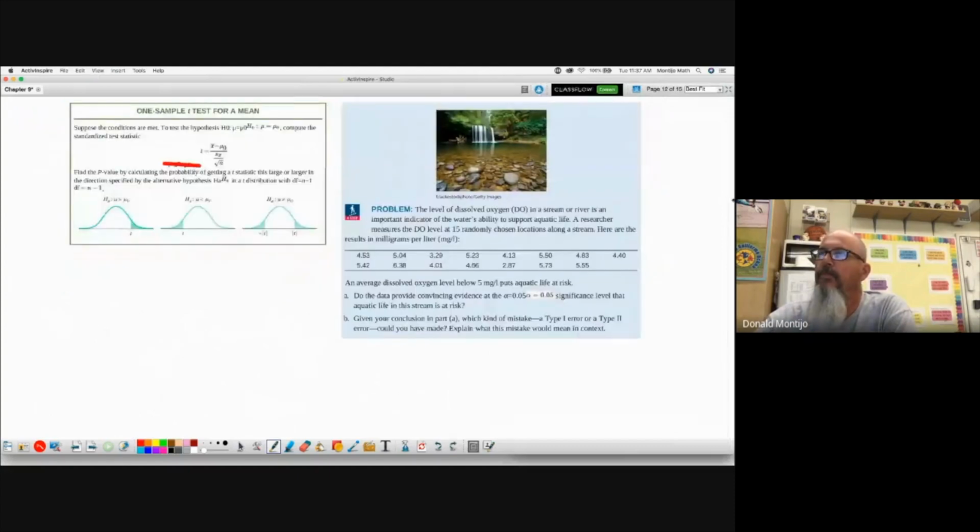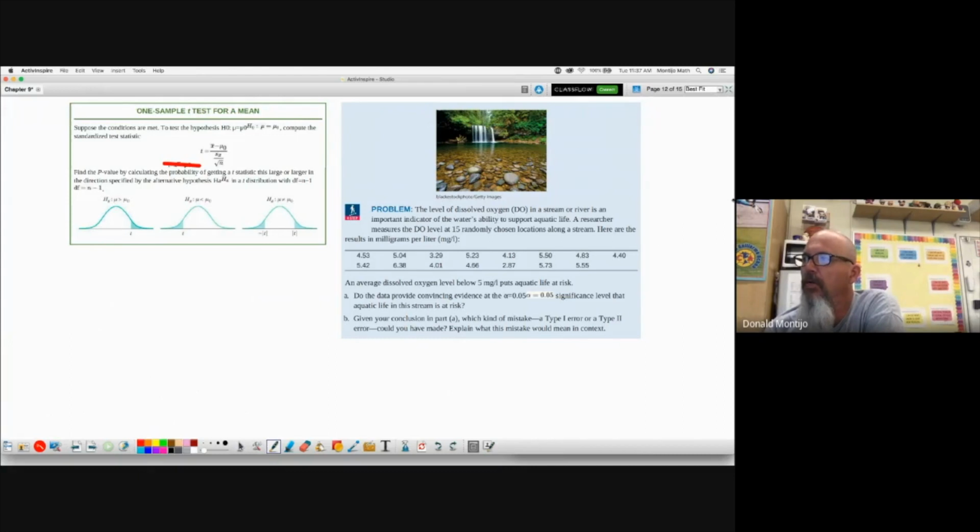All right. So same process as before, but now we're using a different table if we find the p-value by hand. Let's do another example here. The level of dissolved oxygen in a stream or a river is an important indicator of its ability to support aquatic life. A researcher measures the dissolved oxygen level at 15 randomly chosen locations along the stream. Here are the results in milligrams per liter. Do the data provide convincing evidence at the 5% level that the aquatic life in this stream is at risk?